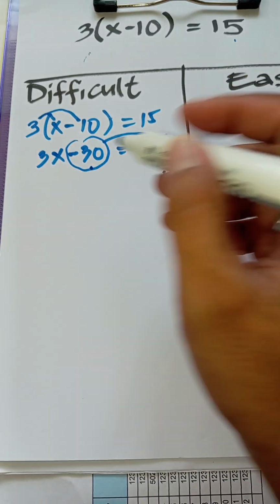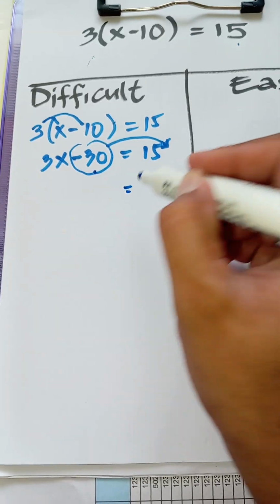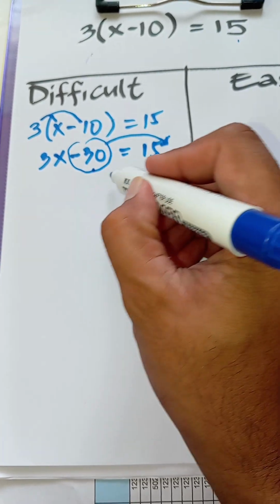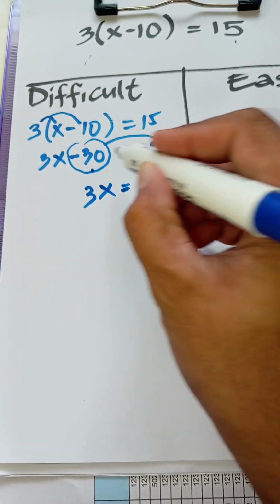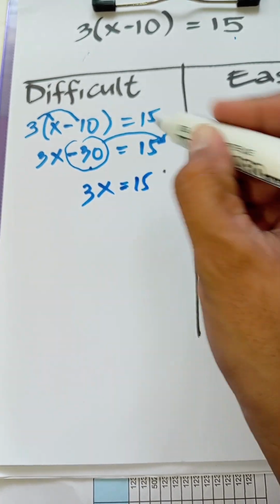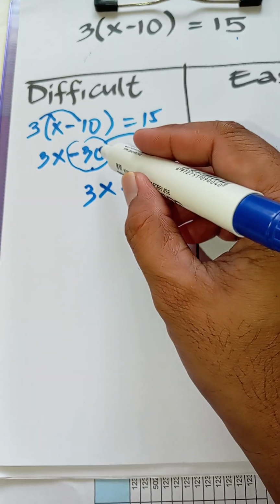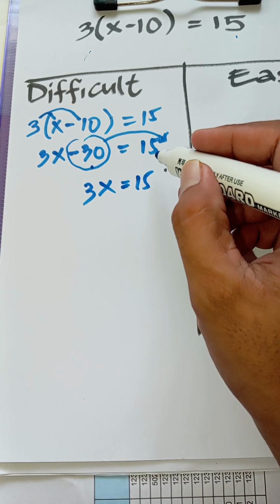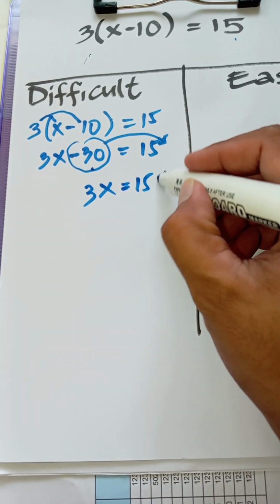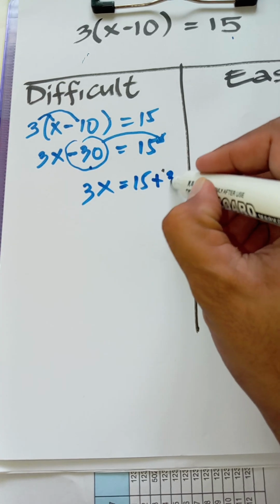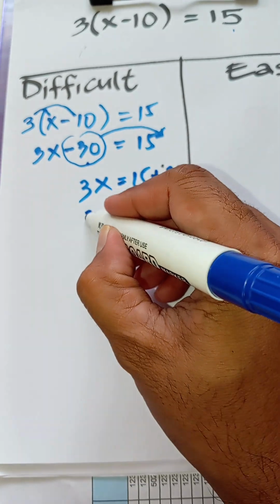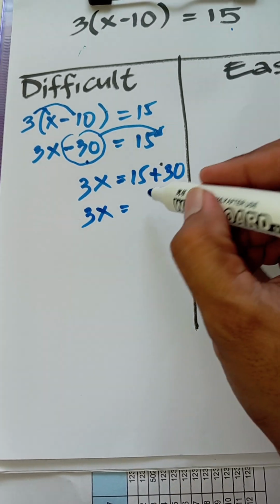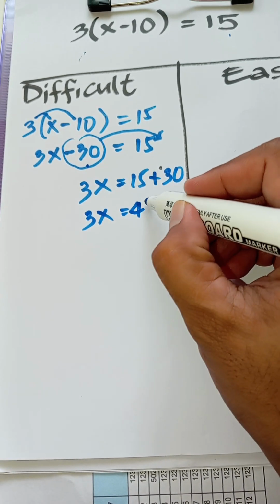addition property of equality. So if we're going to follow the transposition method, you just have to bring down 3x and bring down 15, transpose negative 30 to the right side of the equality sign. So from negative 30, it will become positive 30. So bring down 3x, add 15 and 30, that is 45.